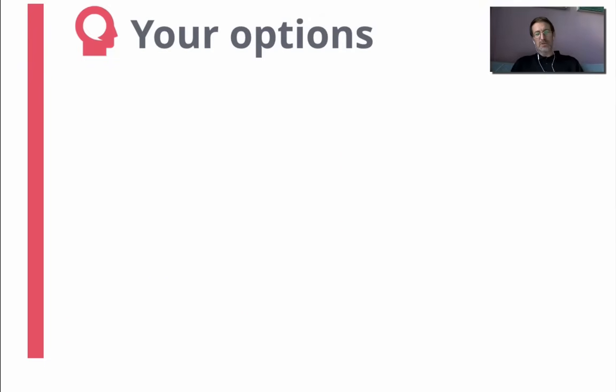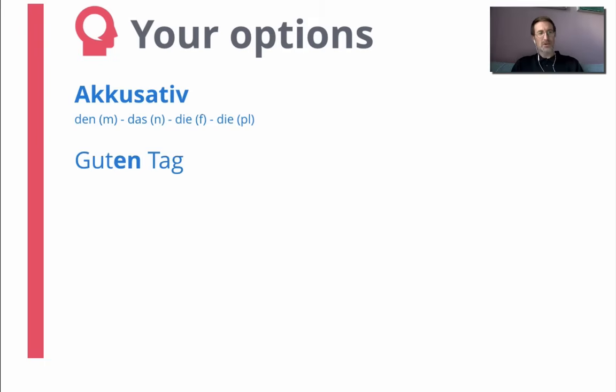So you have two options when you talk about time. One is governed by the accusative. For example, how would you say good day to you, good day sir, or good day madam? One of the first things you learn when you come to Germany or in your German class, that is, guten Tag. And you see here, guten ends in en. And therefore, it shows you it's accusative.